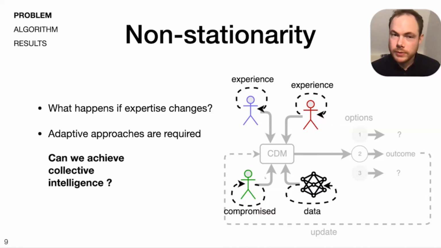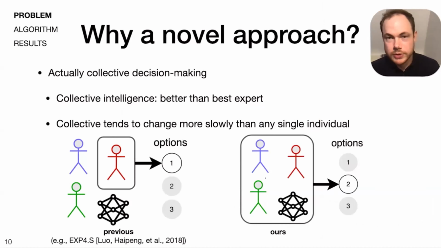So the way we're actually going to combine the advice is the crucial part if you want to achieve this collective intelligence, but this hasn't really been the focus of previous approaches in this setting. Previous approaches such as EXP4S were focused on selecting the single best expert in the collective. In contrast, we are trying to find the best aggregate.